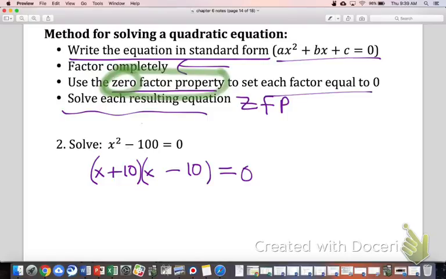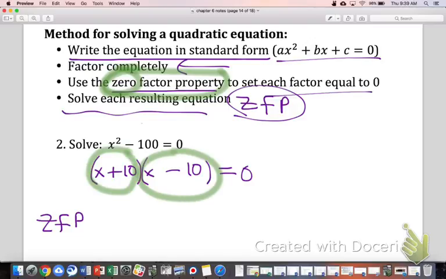Here's the new stuff, the zero factor property. So the zero factor property tells us that if I have something times, not plus, not minus, not divided by, but something times something else, which is what the factoring is, right? If I have that situation and the answer is 0, then wouldn't it have to be true that either one of the two factors or both would be 0?